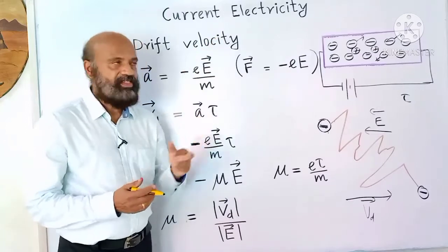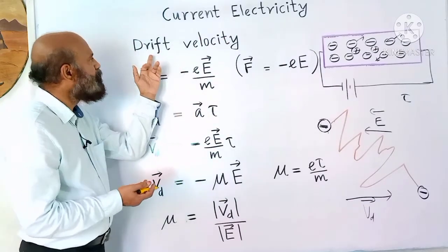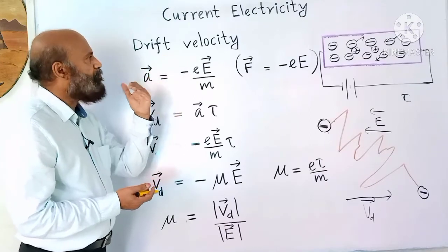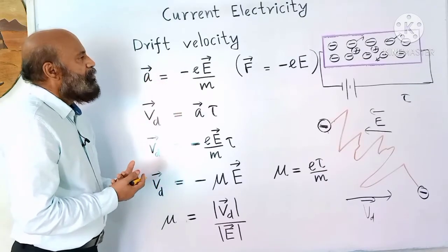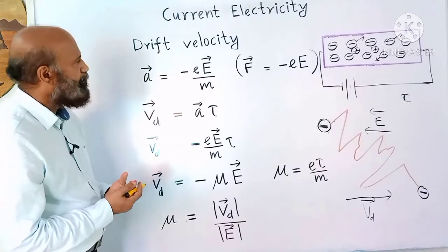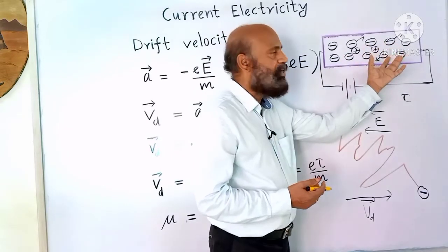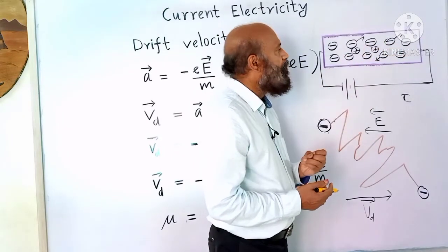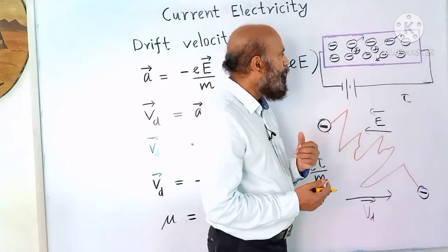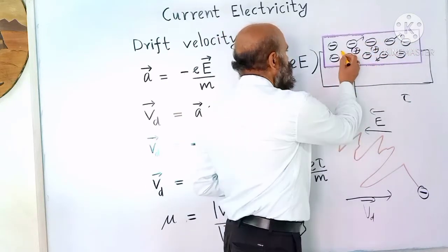When we try to understand current electricity, we will come across a term, drift velocity. Now let us try to understand what is drift velocity. In a conductor, there are a large number of free electrons. Atoms, after losing electrons, become positive ions in the conductor.